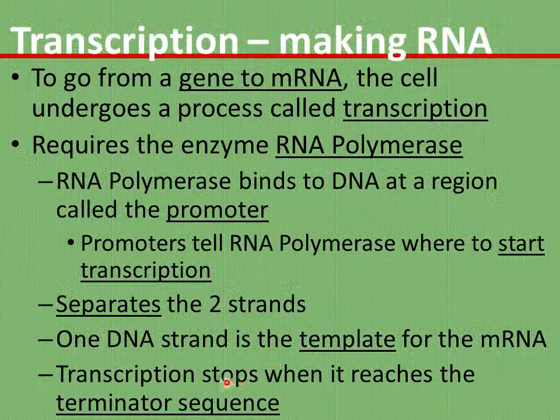And then when it reaches an area called the terminator sequence, it's going to stop transcription. So it starts in the promoter region when RNA polymerase binds to it, and then it's going to separate the 2 strands, use one DNA strand as a template, and then stop when it reaches a terminator sequence.